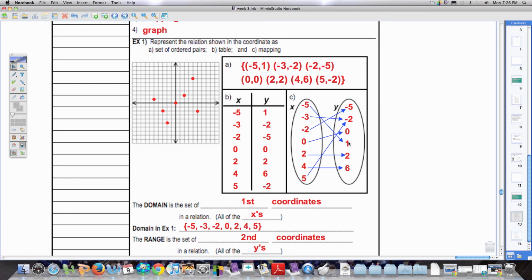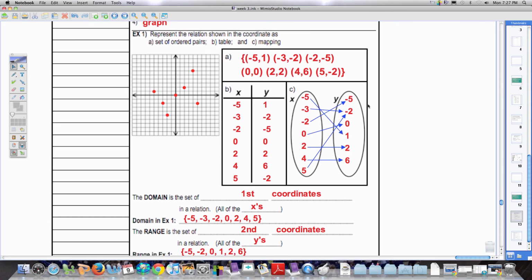And now what's going on is you're just mapping your coordinates. So the point -5, 1 that's on the graph, that's in my set, that's in my table, -5 goes to 1. -3, -2, -3 goes to -2. -2, -5, -2 goes to -5. And you can see those relationships. It kind of looks crazy with all the arrows, but you can see how they are mapped.